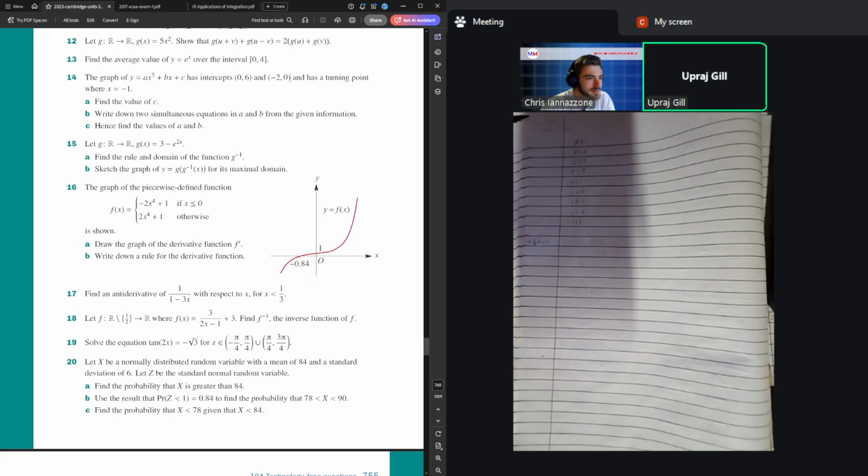The graph of y is equal to x to the power of 3 plus bx plus c has intercepts (0, 6) and (-2, 0), and has a turning point where x is equal to 1. Find the value of c. x is equal to -1. Find the value of c.